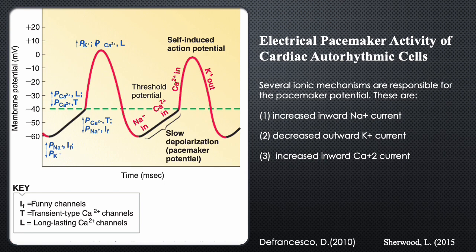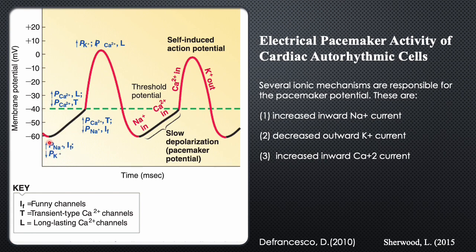The cardiac autorhythmic cells do not have a resting potential. Instead, they display pacemaker activity, that is, the membrane potential slowly depolarizes between action potentials until threshold is reached. At that time, the membrane fires an action potential.